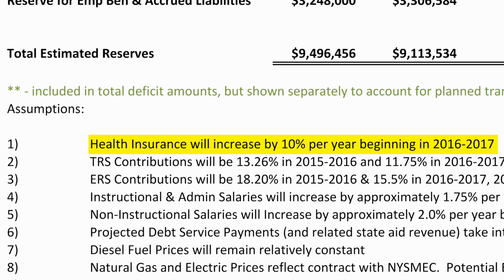Second, our covered employees are living longer than ever, and as such are participating in our health insurance plans for a longer period of time than they have in the past. This has the effect of raising the overall year-to-year increases.